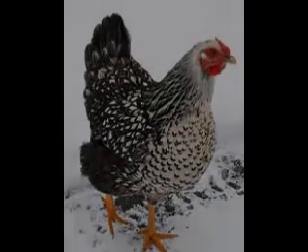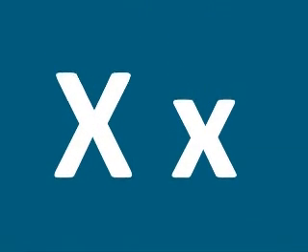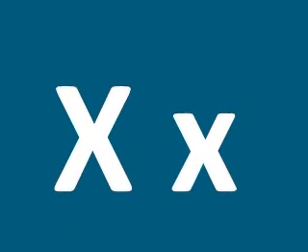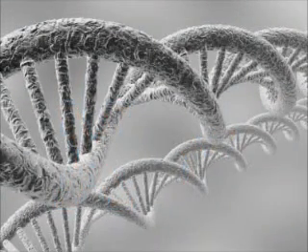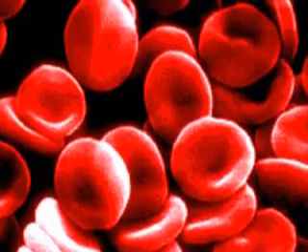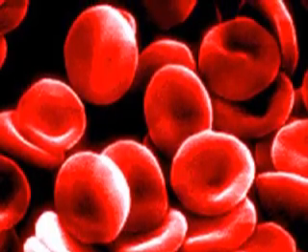Now for something a little more complex. All of these exceptions we've discussed have dealt with genes with only two alleles, like capital X and lowercase x. Many genes, however, exist in more than two forms and for that reason are said to have multiple alleles. A good example of genes that have multiple alleles would be human blood type.